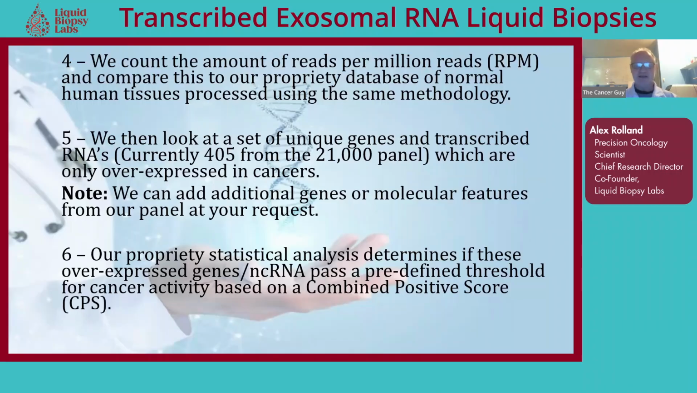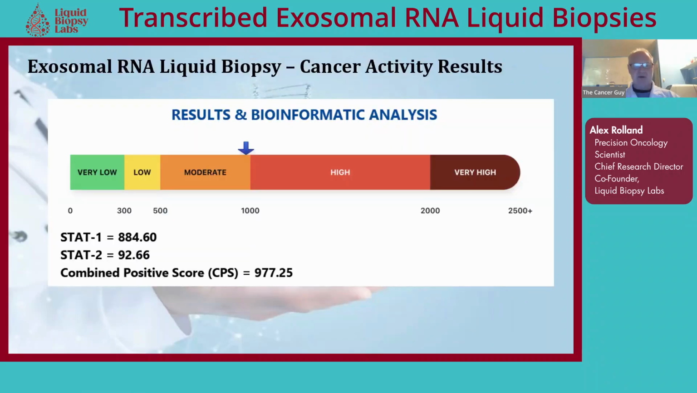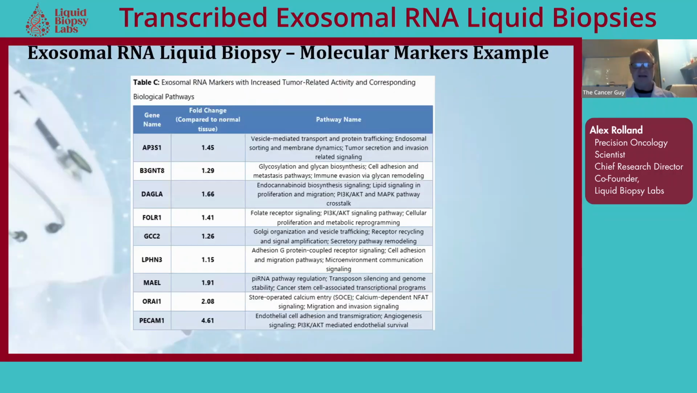Our proprietary statistical analysis determines if these overexpressed genes or non-coding RNAs pass a predefined threshold for cancer activity based on something called the combined positive score. The combined positive score, which uses STAT1 and STAT2 statistics, provides us with an idea if there is cancer activity and how high that cancer activity is. This test also tells us the pathways that are involved. So we can look at the different non-coding RNAs and genes and determine which pathways are actually involved in the cancer in real time.